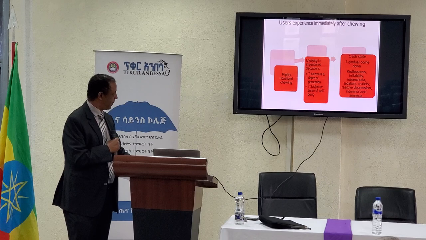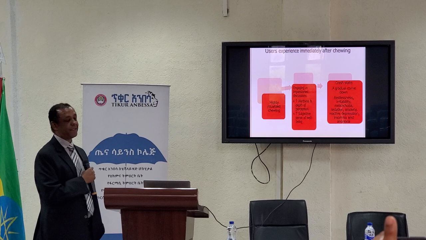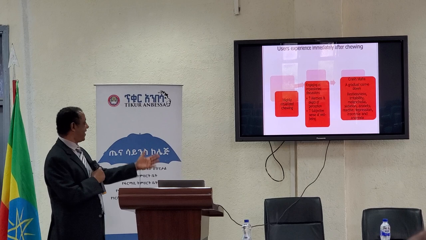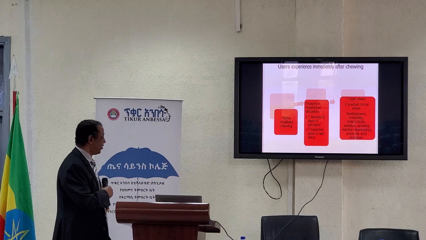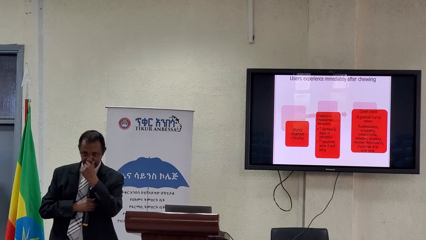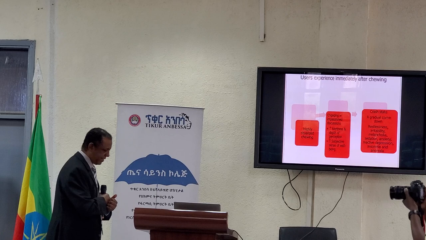So after a highly ritualized chewing, users experience physiological excitation and euphoria, which we call the high state. This is coupled with engaging in impassioned discussion of general interest in nature, increased alertness and depth of perception, increased subjective sense of well-being. And this is followed by the crash phase. The crash phase constitutes restlessness, irritability, melancholia, etc. So khat has two distinct phases, the high phase and the crash phase.